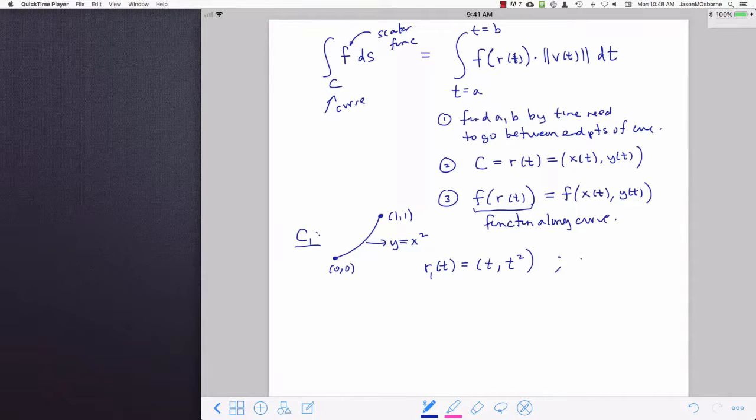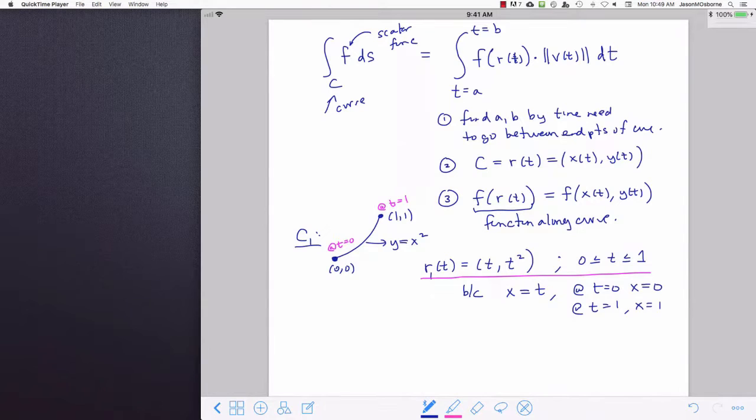And therefore t has to go from 0 to 1, because x is equal to t, and at t equals 0, x is equal to 0, and at t equals 1, x is equal to 1. That means we're at this point on the curve at t equals 0, and we're here at time t equals 1. So there's our curve, and we have done the parameterization and found the times needed.